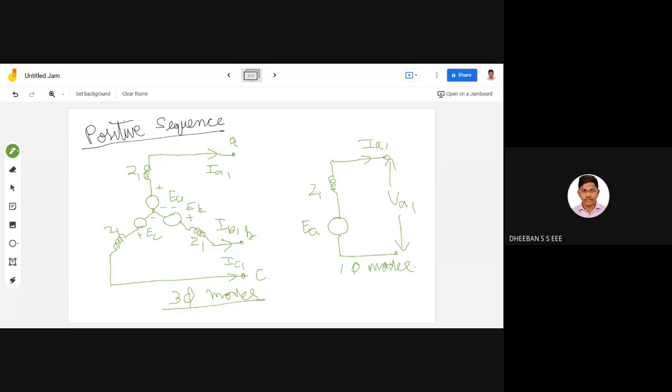Okay, so now you can take the equation corresponding to your single phase, so it will be easier for you to understand. So your VA1 will be equal to the normal generator equation that you already know: EA minus IA1 into Z1. Okay, this is the equation we'll be getting with respect to the positive sequence.